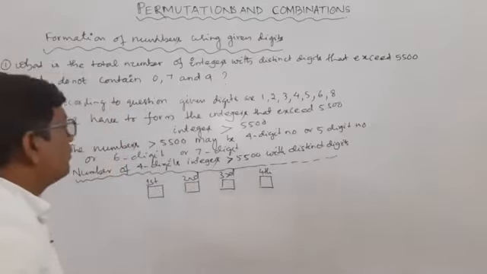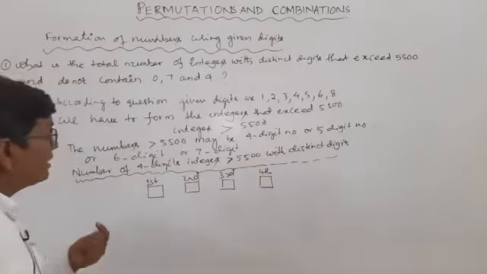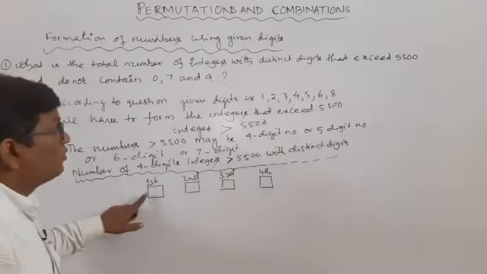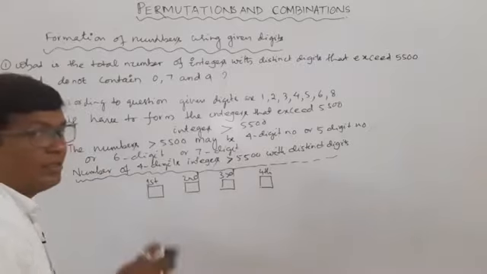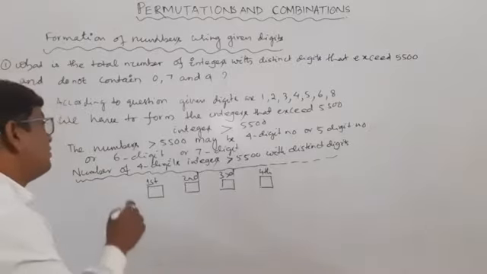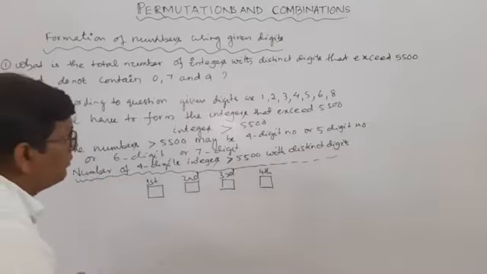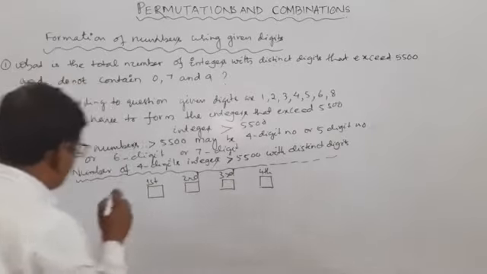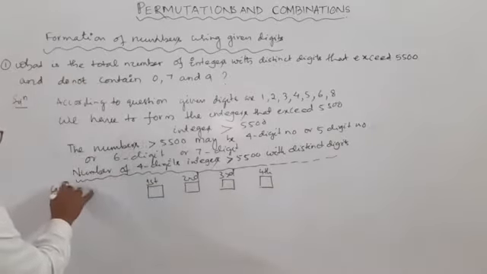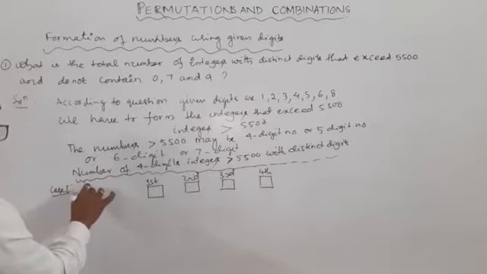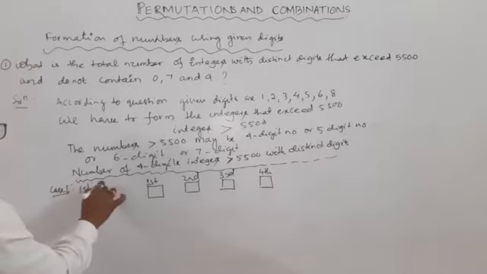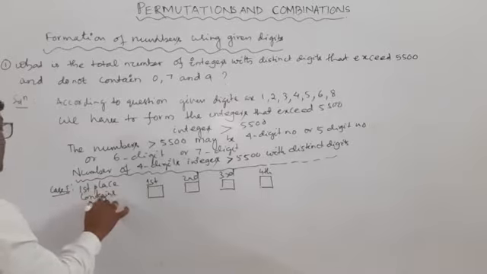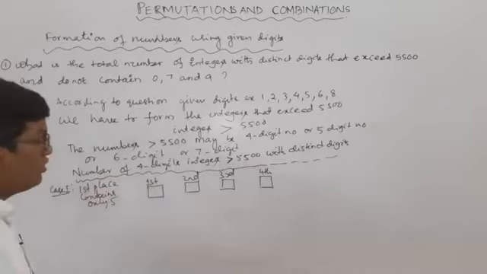So for the numbers greater than 5500, there are two cases here. First, suppose we write here 5. Case 1: first place contains only 5. First place contains only 5, fixed.